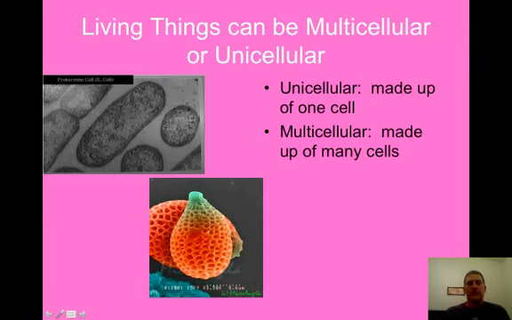This organism right here is what's called a multicellular organism. It's made up of many cells. Each one of these little bitty circles is its own independent cell. They're stacked on top of each other. More complex things like plants and humans are going to be your multicellular organisms.